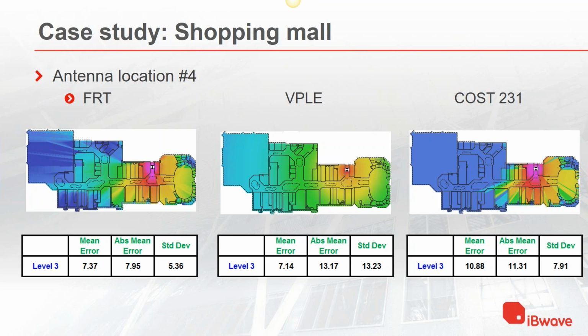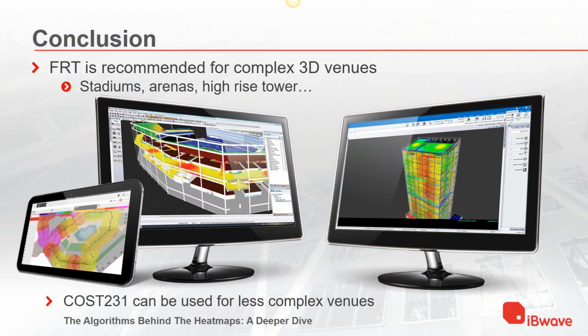So if it is prediction minus measurement, then my prediction would be consistently higher than the measurement, or the other way around. And a similar thing is going on with COST 231 as well, only they have a worse accuracy. So what does this all mean? It means that we would recommend FRT for complex 3D venues like stadiums, arenas, high-rise towers, shopping malls.